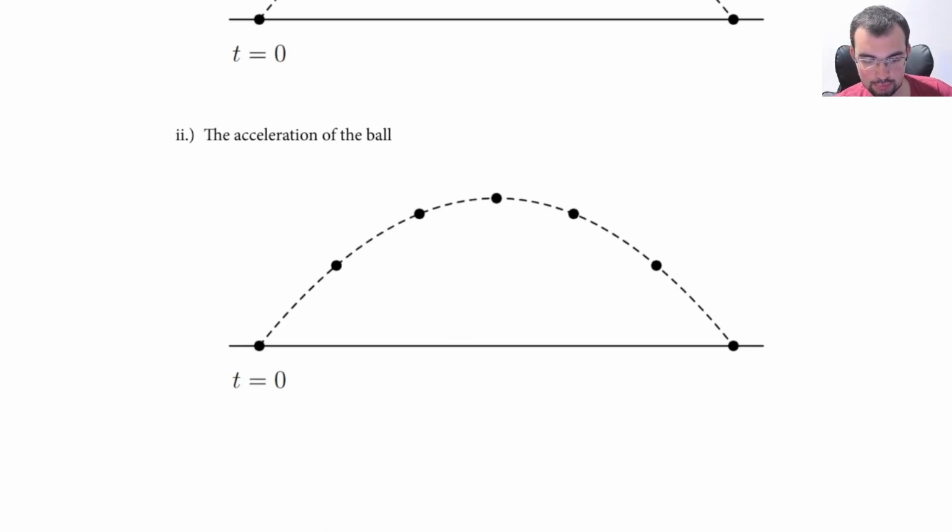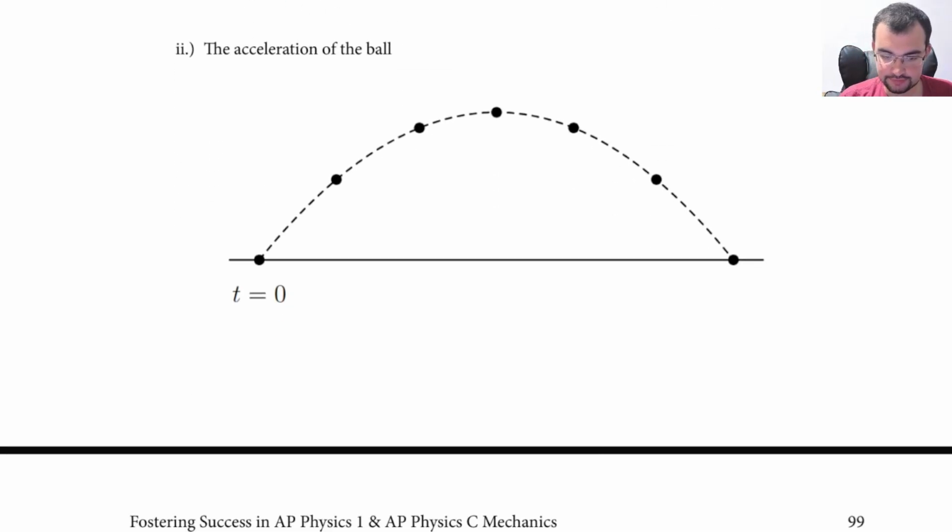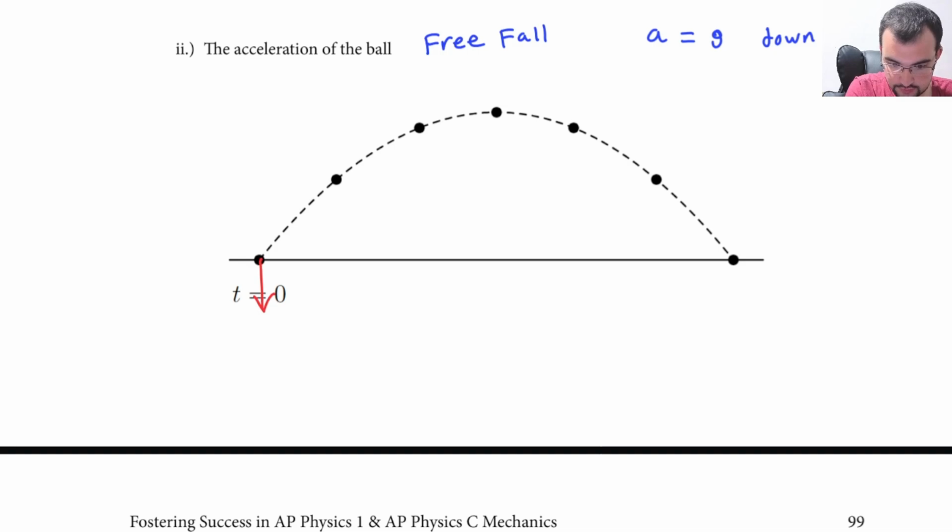So I actually think it's best just to start with acceleration, because what is acceleration? Well, this is in free fall. So a equals g down. g, g, g, etc. The acceleration is constant and g at all points.